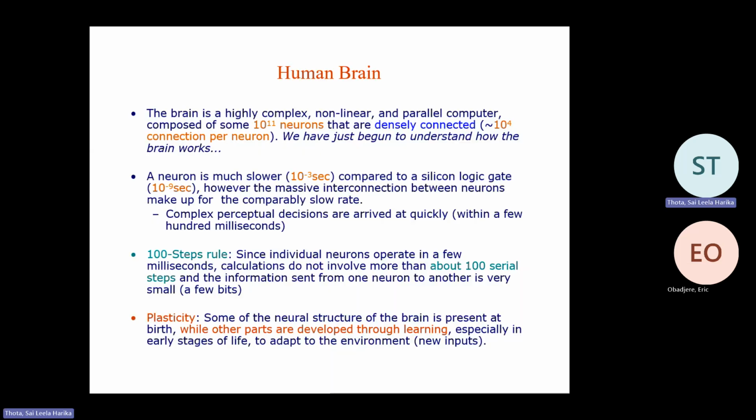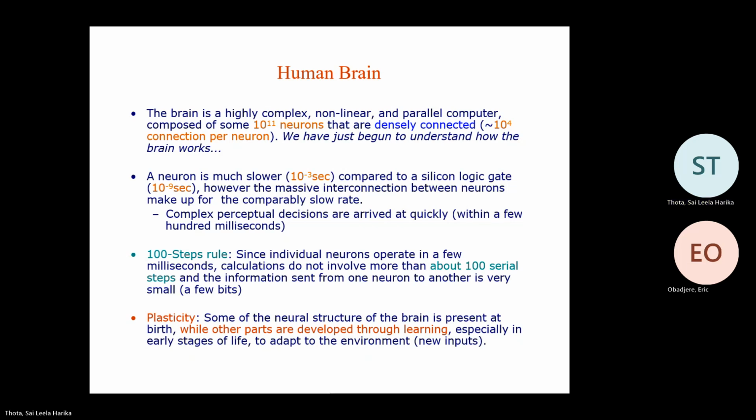So let's discuss briefly the human brain. The human brain is a highly complex, nonlinear, parallel computing system composed of 10 to the power of 11 neurons. If you consider our brain system, the neurons are highly densely connected. A single neuron has nearly 1,000 connections. Based upon these concepts, the artificial neurons are built.